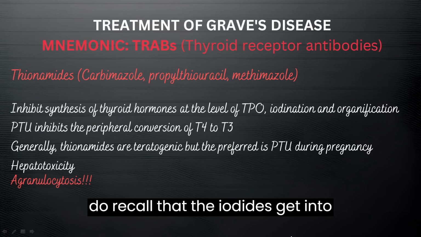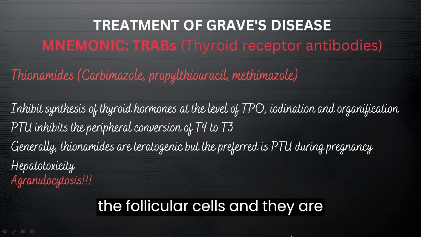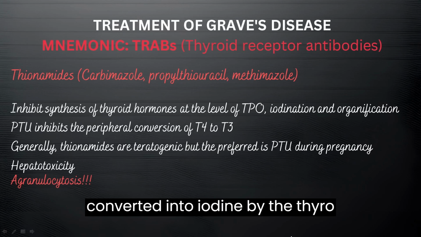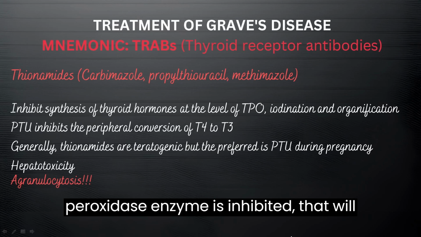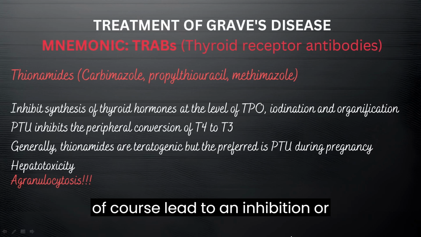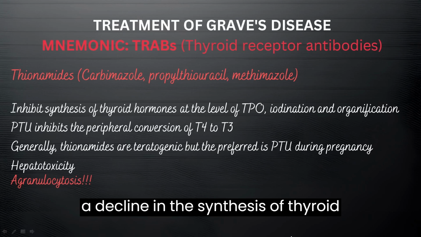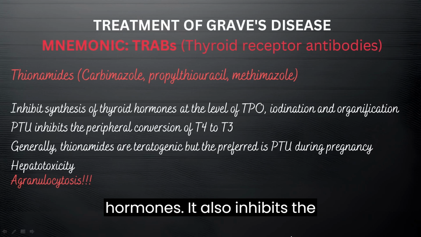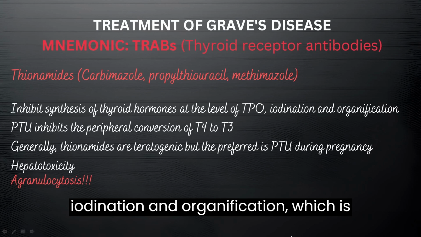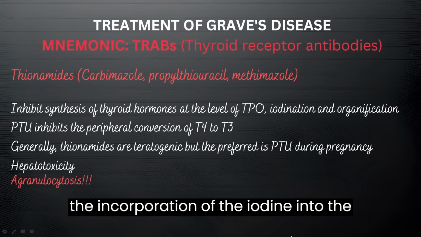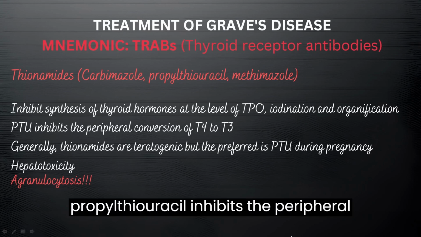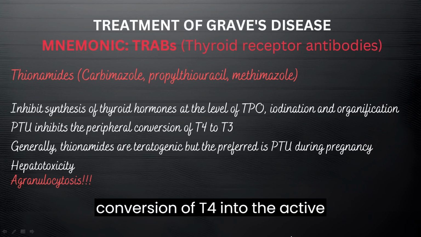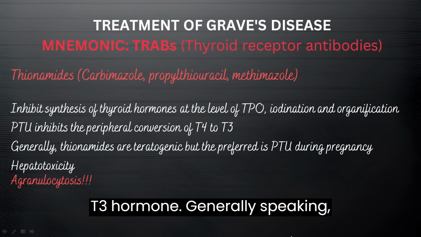Now you do recall that the iodides get into the follicular cells and they are converted into iodine by the thyroid peroxidase enzyme. And so if the thyroid peroxidase enzyme is inhibited, that will of course lead to a decline in the synthesis of thyroid hormones. It also inhibits the iodination and organification, which is the incorporation of the iodine into the thyroglobulin backbone. Propylthiouracil inhibits the peripheral conversion of T4 into the active T3 hormone.